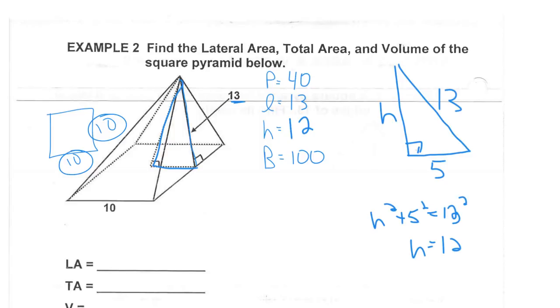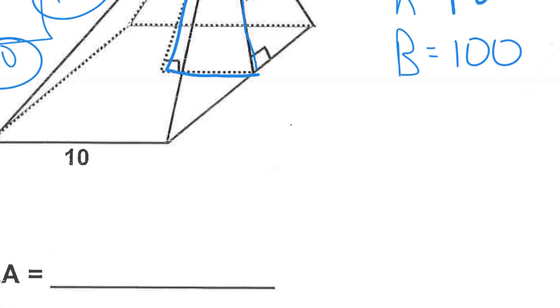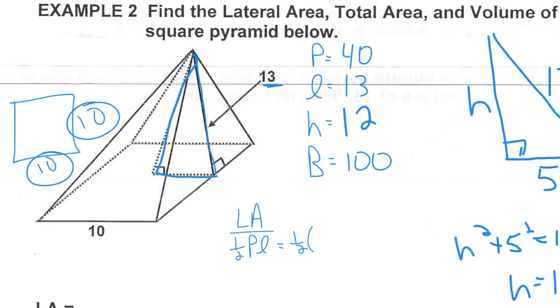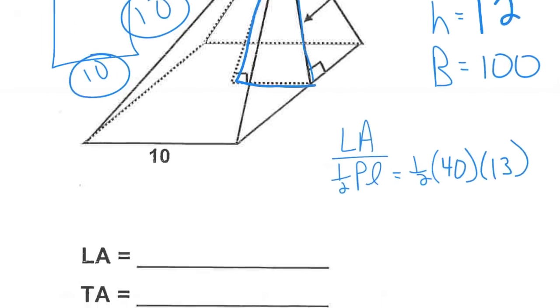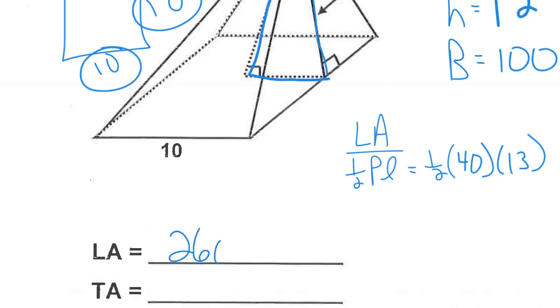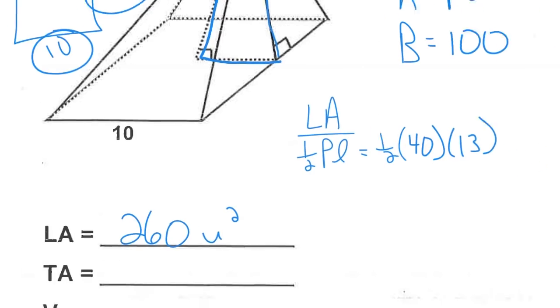Now, once you've found all those things, we can just plug them into our formulas. Let's do lateral area first. This is the walls. It's 1/2 PL, which is 1/2 times the perimeter, which we found to be 40, times the slant height, which is 13. 1/2 times 40 times 13 gives us our lateral area of 260 units squared.